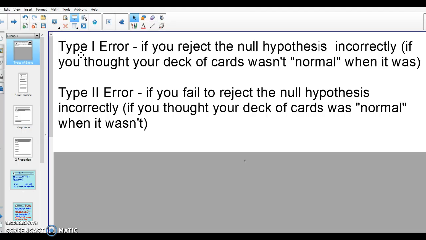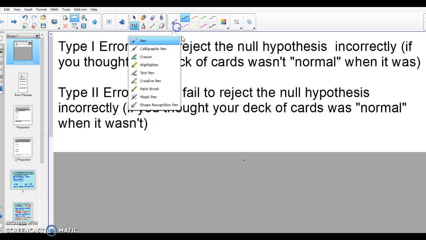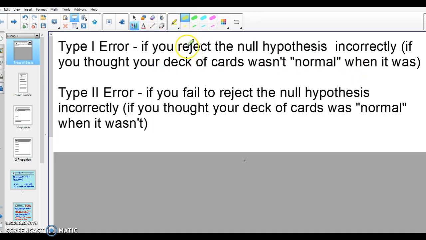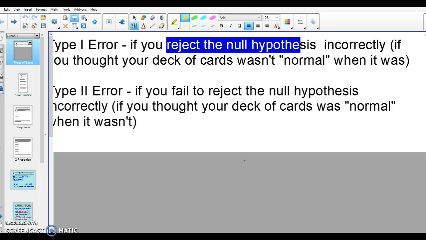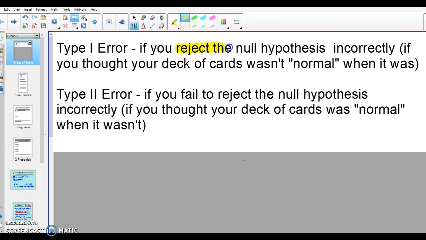A type 2 error is if you failed to reject the null incorrectly. So if your group thought that you had a normal deck, when it actually wasn't a normal deck, just based on your individual samples. So notice that the main difference between these is all based on what you decided to do on the null. So if I rejected the null, then I've made a type 1 error. If I failed to reject the null, I've made a type 2 error. No worries about the claim in this case, just whether I rejected or failed to reject the null.